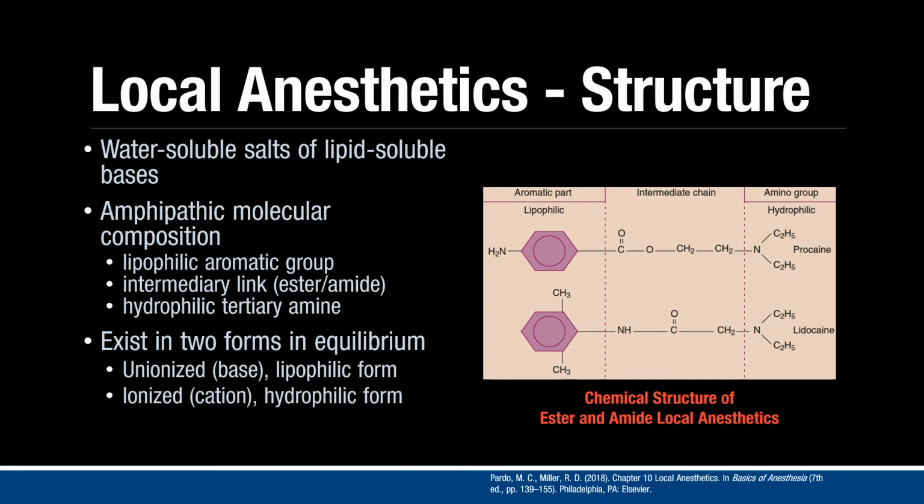The lipophilic component and the hydrophilic component are connected by an intermediate chain. This intermediary linkage is either an ester or an amide, and that determines what class the local anesthetic exists in. So the esters are broken down by pseudocholinesterase in the serum, and the amides are broken down in the liver. Another important thing to know about local anesthetics is that this tertiary amine can be protonated and deprotonated to form ionized and unionized forms, respectively. These two forms exist in equilibrium, and that will be an important concept later in the lecture.